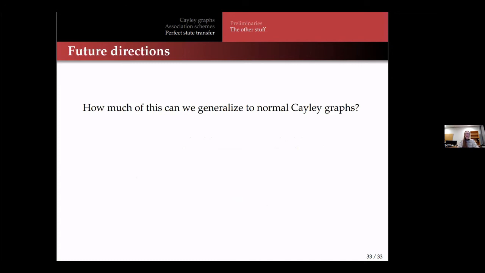This is the end of the talk, and I just want to throw out there that I have been thinking about whether we can maybe generalize these things to normal Cayley graphs. We actually do know that we can generalize some of the things that we've done to normal Cayley graphs. Could we possibly generalize all of this to normal Cayley graphs? That would be really nice. Thank you.